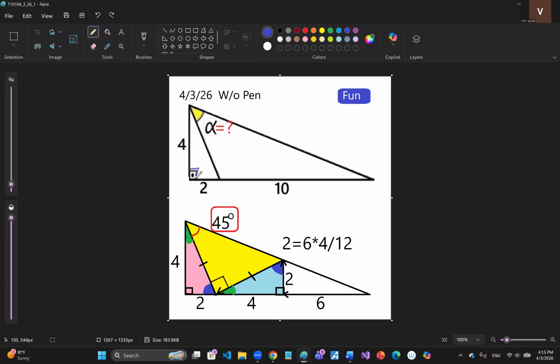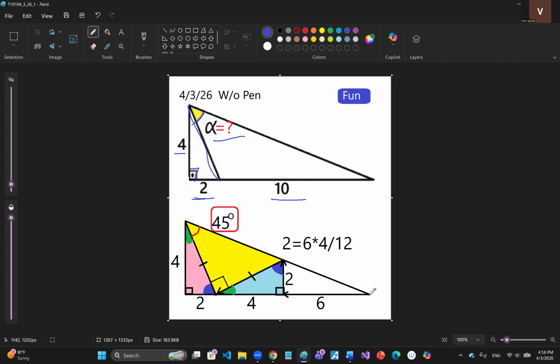Right-angled triangle with legs 4 and 12. The line is drawn from the upper vertex so that the horizontal segment length is equal to 2. What is the yellow angle? Solution.